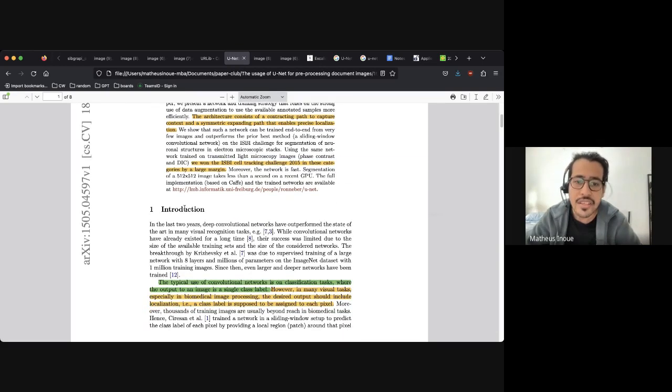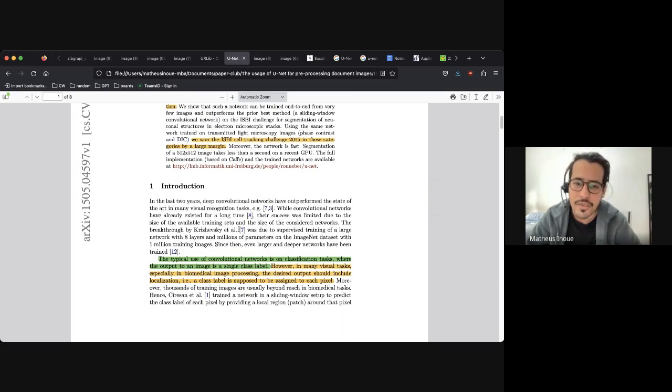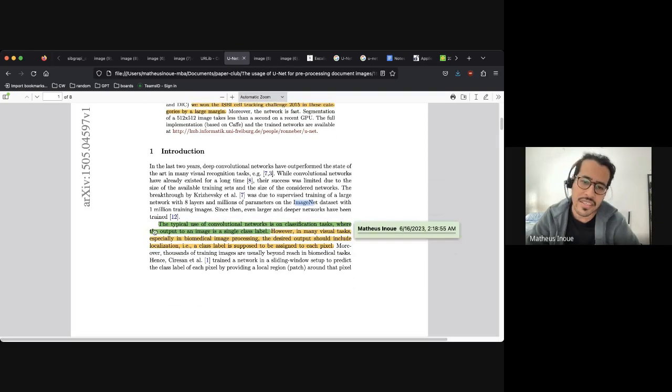Okay, so in the introduction, they talk about the breakthrough, so here we have AlexNet and stuff, and how you are able to win the ImageNet challenge. ImageNet is a huge data set that has 1,000 classes, and you want to identify which class each image belongs to, right? And here they say, the typical use of a convolutional neural network is on classification tasks, where the output for an image is a single class label. So what does that mean, right?